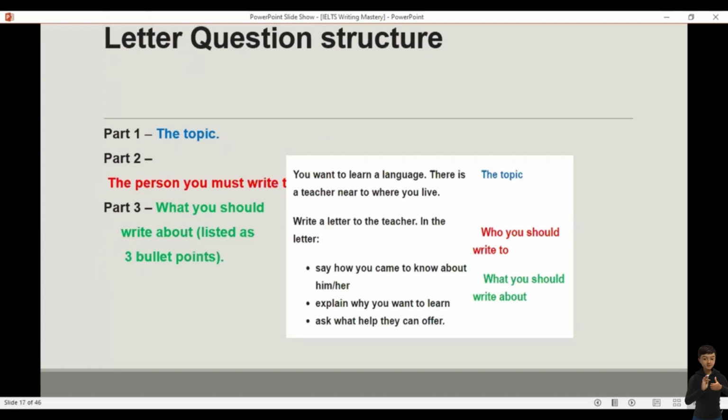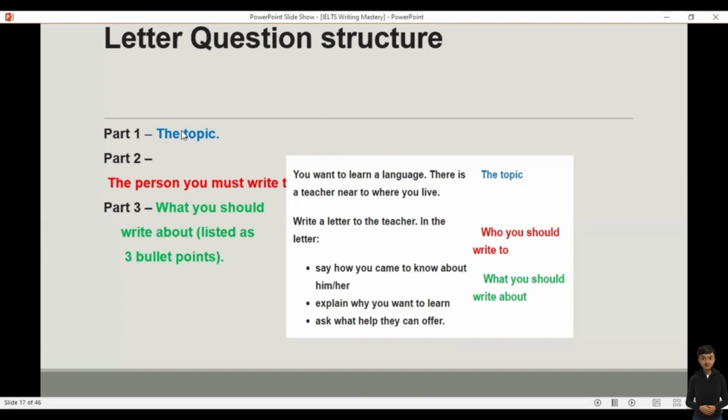So number one, we have the letter question structure. Before writing, understanding the question is really important. Okay, so let's dive further. Here we have the question: you want to learn a language. There is a teacher near to where you live. This is the topic, part one of our question. Our letter question consists of three parts: part one, part two, and part three.